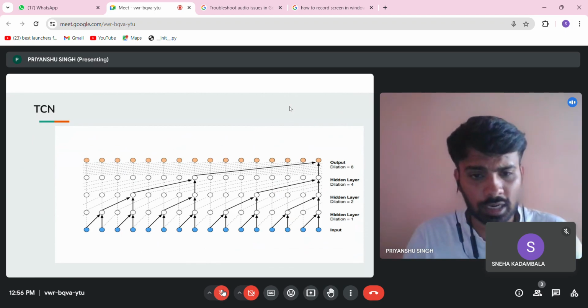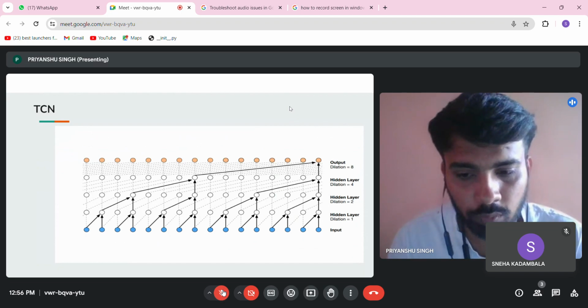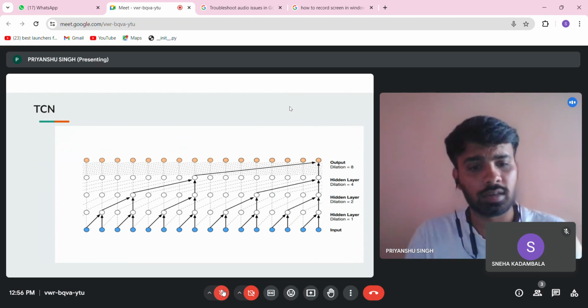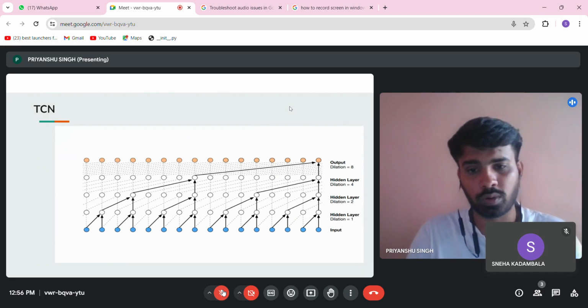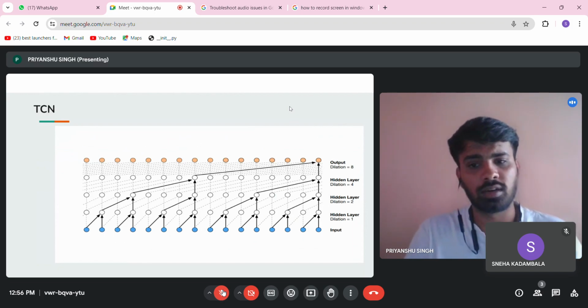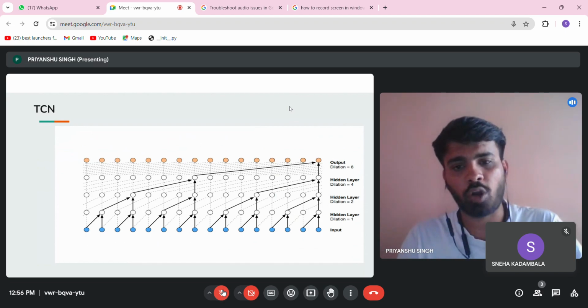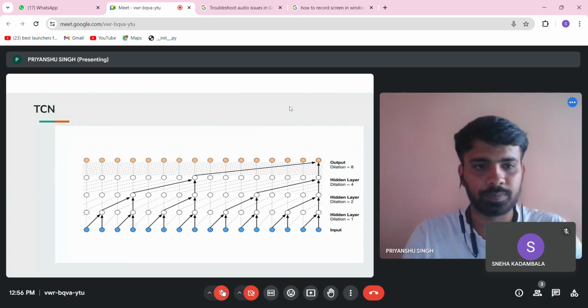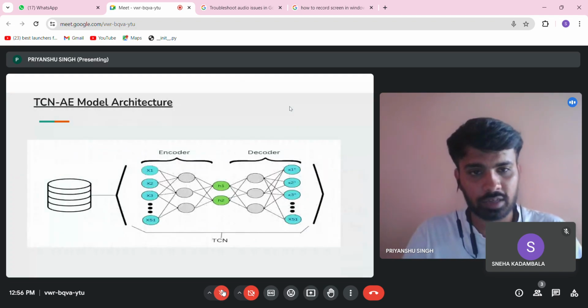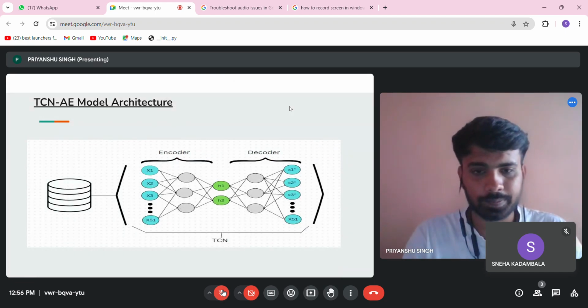Coming to the second part, the model which we have used here is the temporal convolution network. We have not just used the TCN architecture, we have used a TCN with autoencoder. So why have we used TCN here? Basically it reduces the computational power. With the help of the dilation factor, it reduces the computational power of the ML model. This is the whole architecture of our project. The first part is the encoder, and the second one is the decoder.